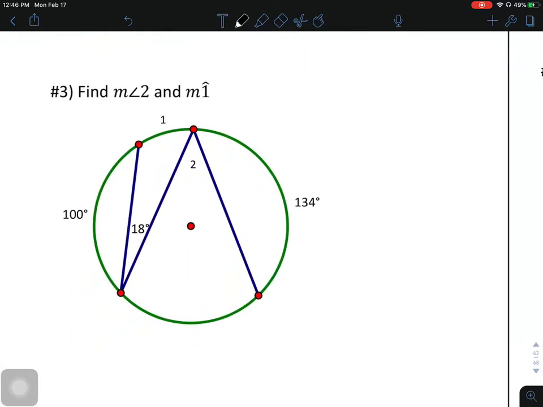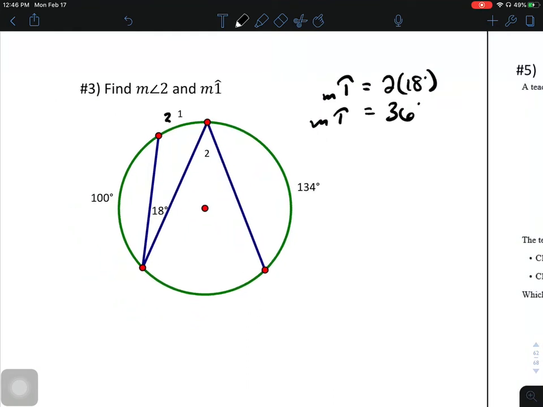Number 3, we got the measure of angle 2 we're trying to find and the measure of angle 1. Measure of angle 1 is relatively easy. It's not an angle. Measure of arc 1 is relatively easy. It has to be double the inscribed angle. Makes that 36 degrees. Let's add this to the picture.